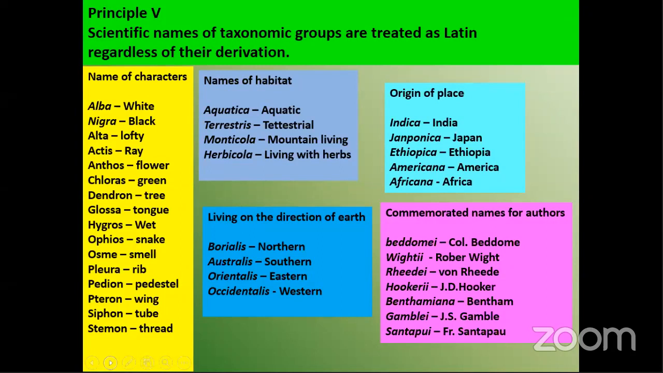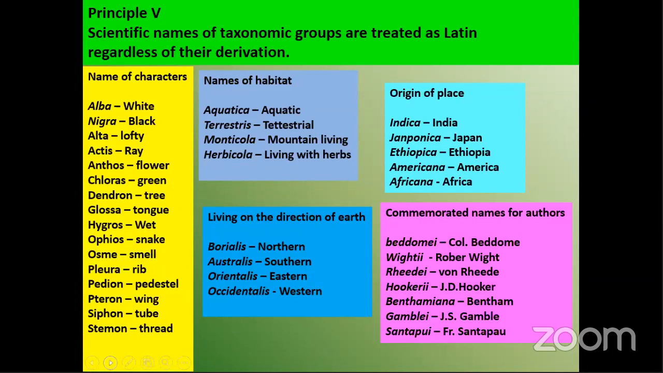But botanical language is Latin or Greek. The scientific language is also Latin or Greek. You know, the name of the character: Alba, white; Nigra, black; Alta, lofty; Actis, ray; Anthos, flower. So like that, all these names are characters. But the same thing we are using in our normal language also.